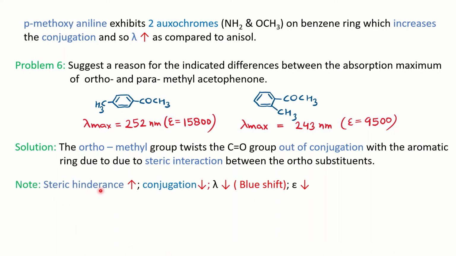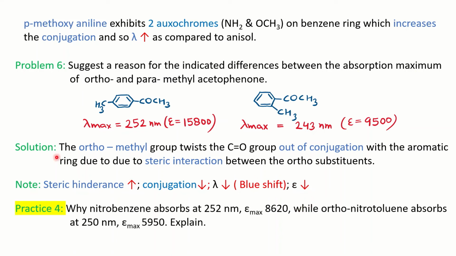So you can make a note here: as steric crowding increases, conjugation decreases, and so the wavelength decreases. We call it blue shift or hypsochromic shift, and similarly the intensity also decreases because of loss of conjugation. Very important problem. Now this is your practice question.